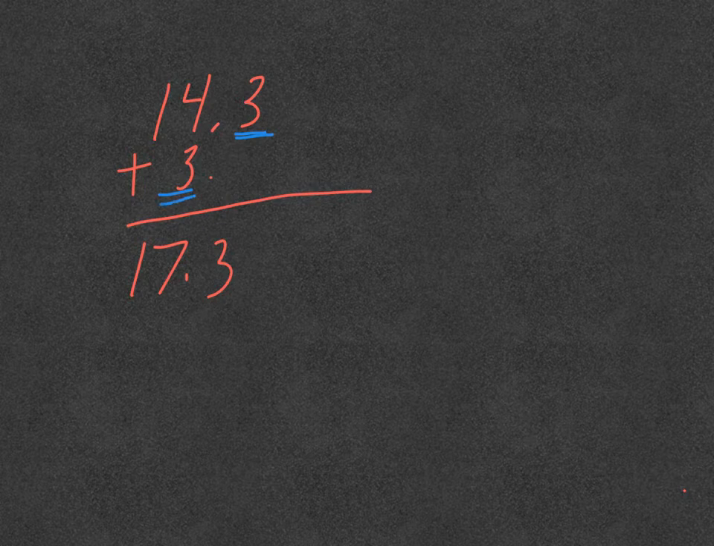So my answer can only be as accurate as the measurement I made, or the least accurate measurement that I made. And so since this 3 is measured to the ones place, my answer should be rounded to the ones place, or should be 17.